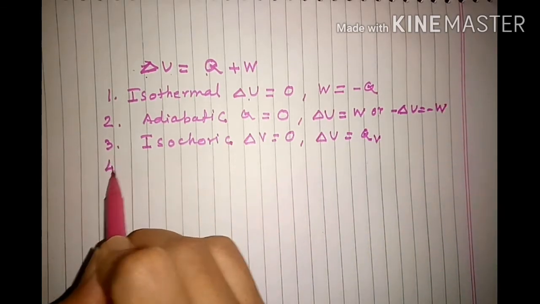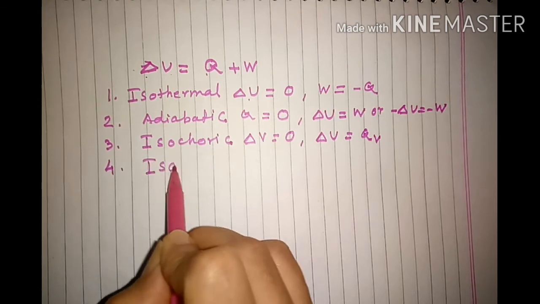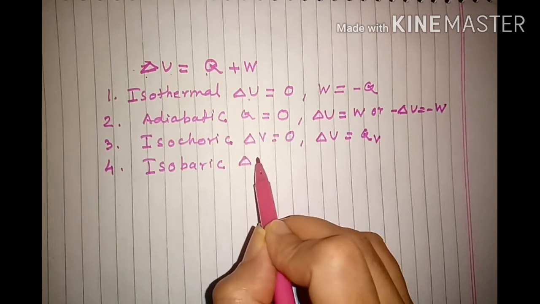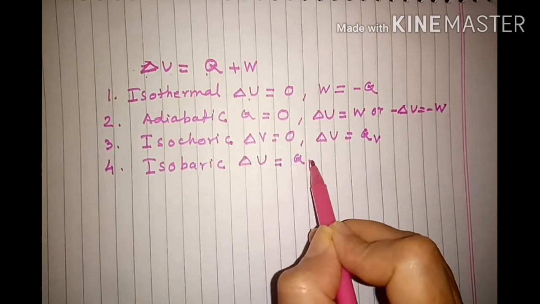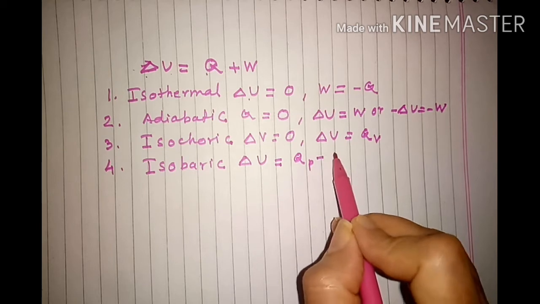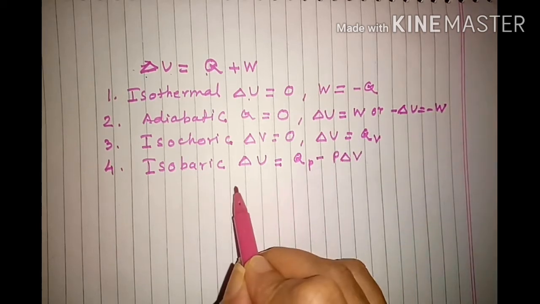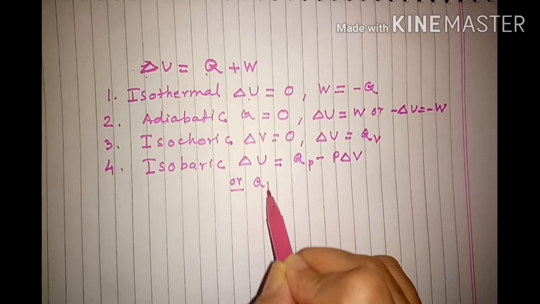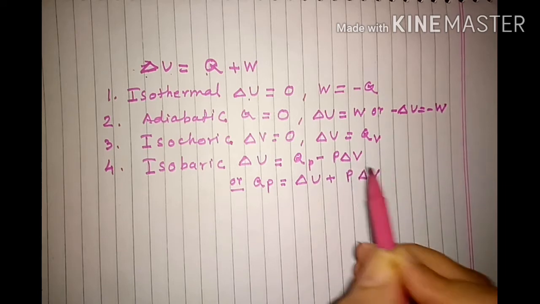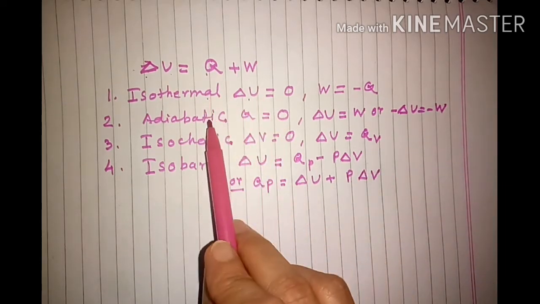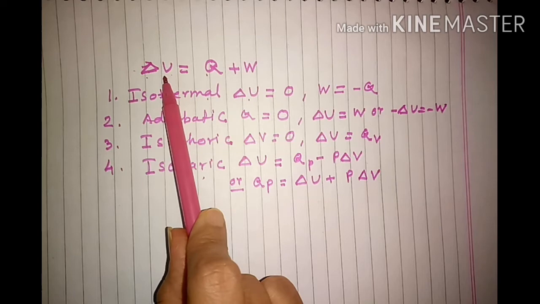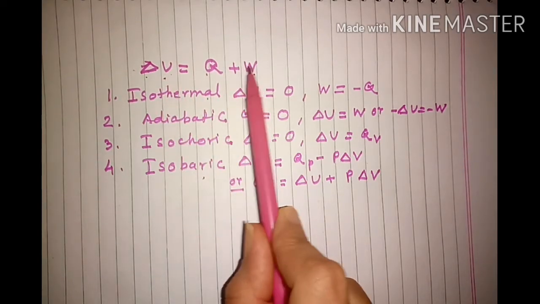Okay. Now the fourth thing you can write here, in case of isobaric process where pressure is constant, you can write delta U equals to QP, that is heat supplied or removed at constant pressure, equals to P delta V, or in terms of QP you can write delta U plus P delta V. So these are the conditions for the isothermal, adiabatic, isochoric and isobaric process to know the values of delta U, and accordingly you can find out the values for W here.